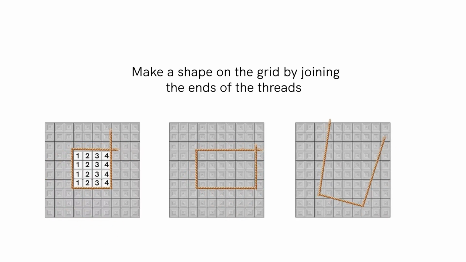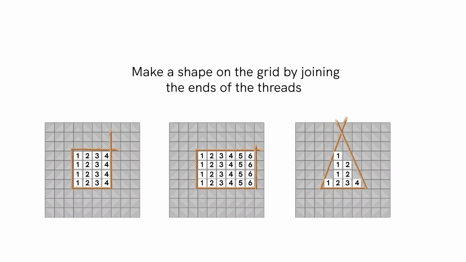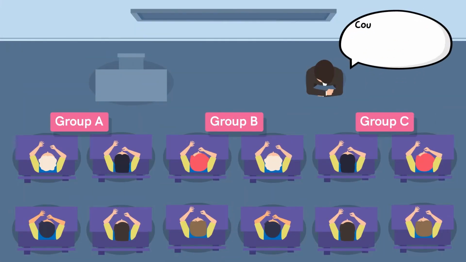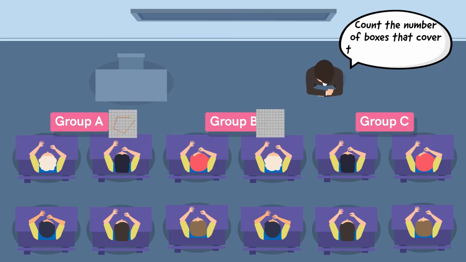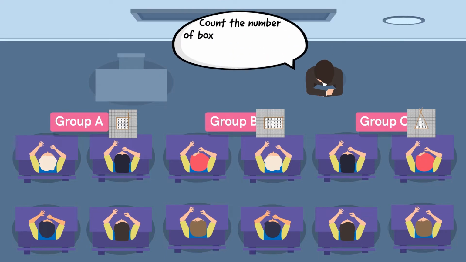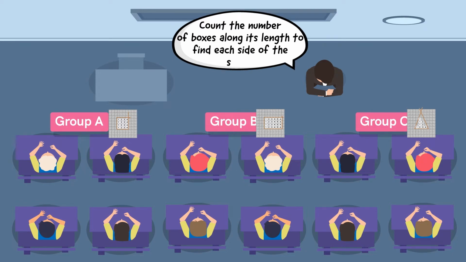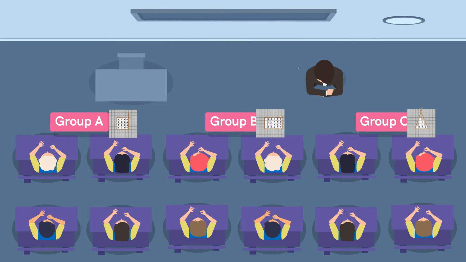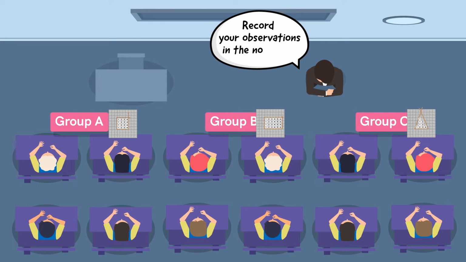To start with, students will need to make a shape like a square, rectangle, or triangle on the grid by joining the ends of the threads. Then, they will need to count the number of boxes that cover the area of the shape formed. They will also need to count the number of boxes placed along its boundary to find the perimeter of the shape. Following this, ask the students to count the number of boxes along its length to find each side of the shape. Ask the students to record their observations in their notebooks.